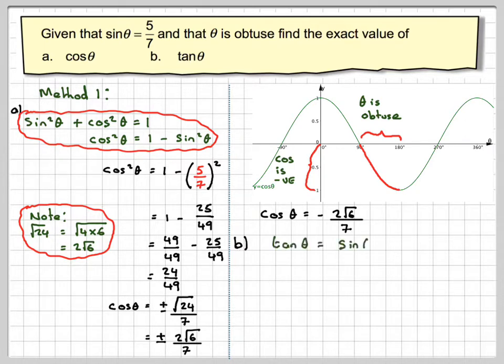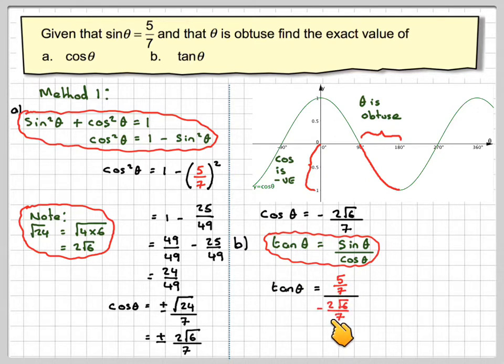Then we use the idea that tan theta is sine theta over cos theta. So tan theta will be 5 over 7 divided by minus 2 root 6 over 7. So we take our answer from there. When we divide fractions, we multiply by the reciprocal, so it becomes 5 over 7 times 7 over 2 root 6. The 7s will now cancel out. Don't forget the minus sign is still there, so we get tan theta is minus 5 over 2 root 6.